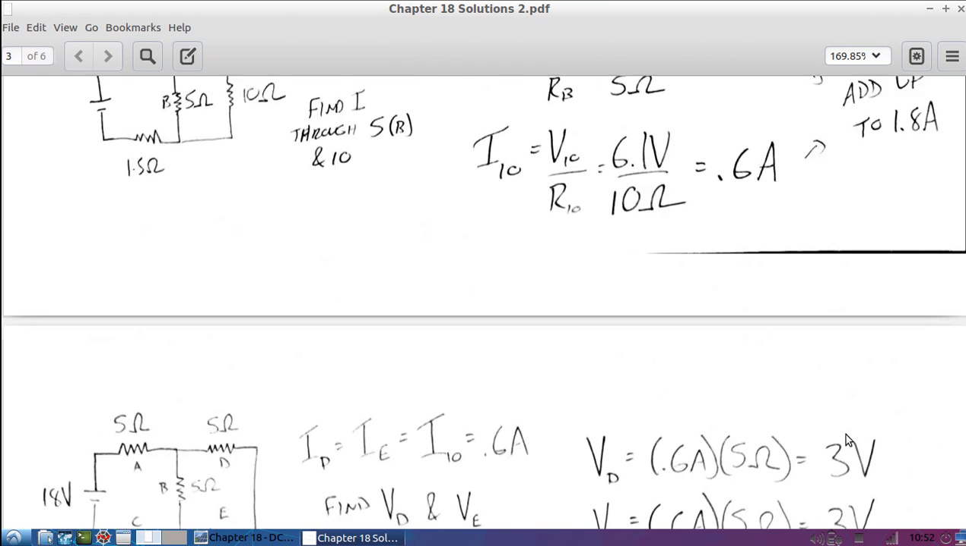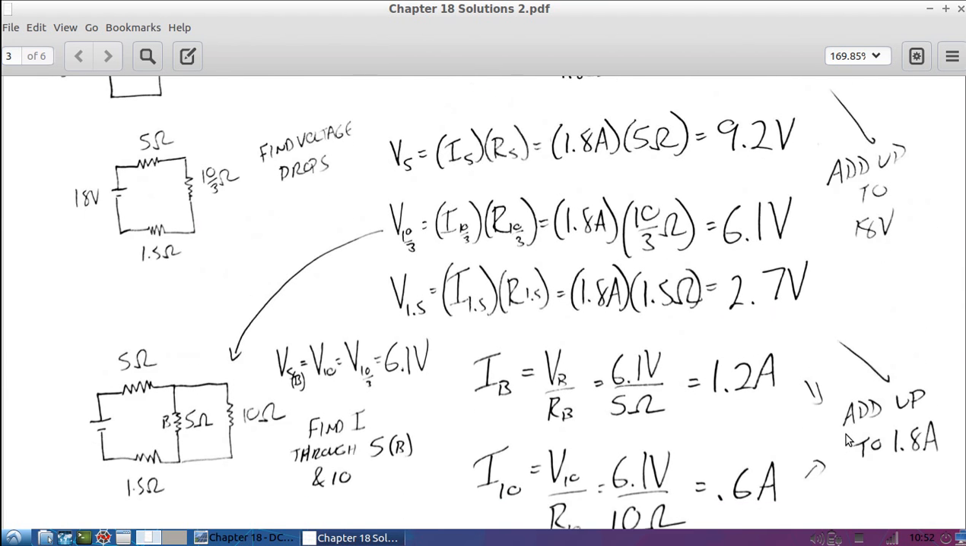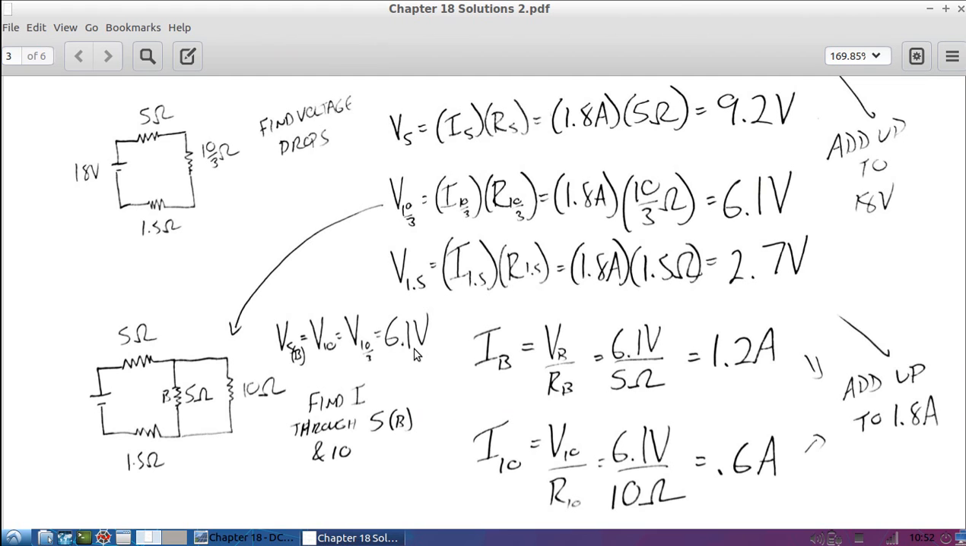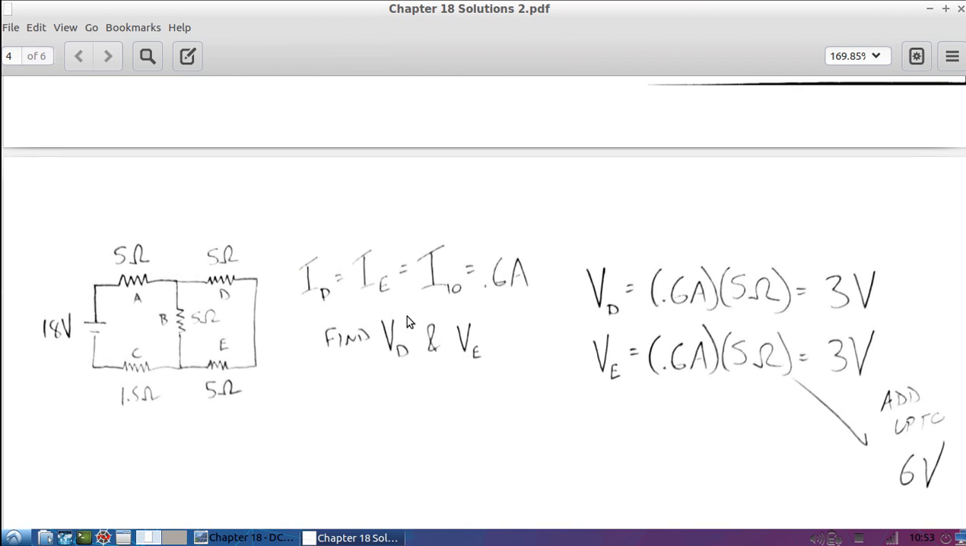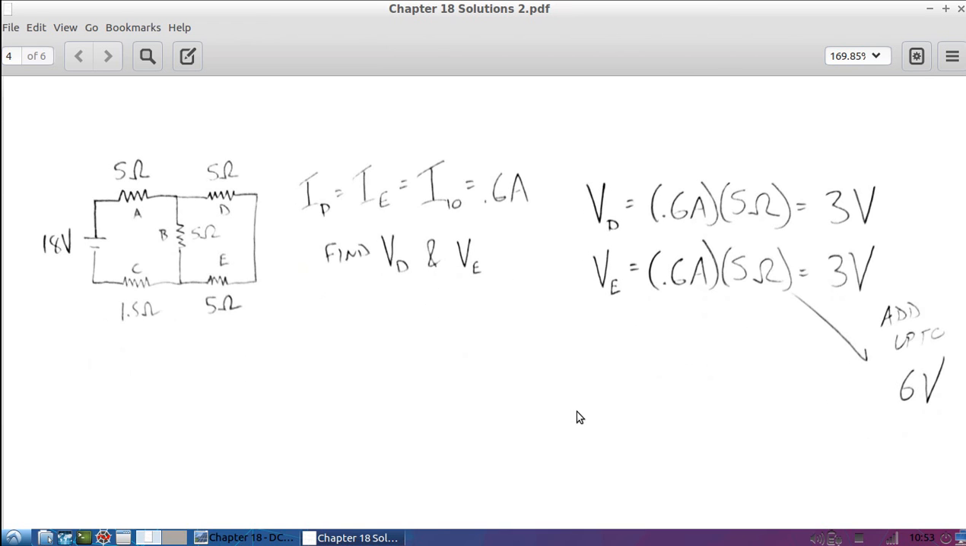They add up to 6 volts, which, accounting for my rounding error, is the voltage across the 10/3, right? This whole parallel system has a voltage drop of 6 volts, 6.1 volts. And so these two in series have a combined voltage drop of 6 volts. So we're good. We've got the voltage drop across each individual resistor, which is what we need, and we have the current that's going through each resistor. So that's what we're looking for.